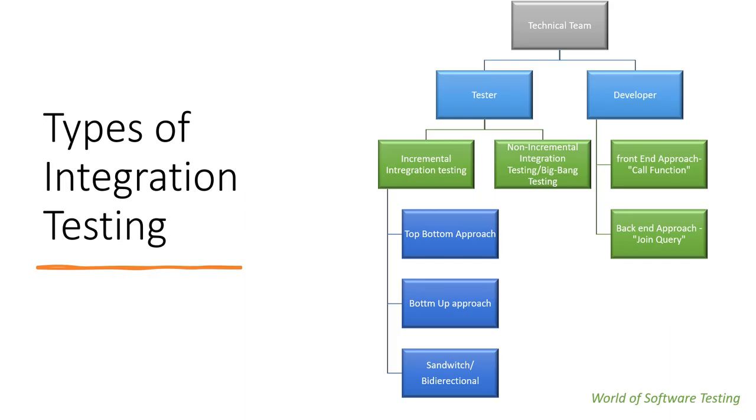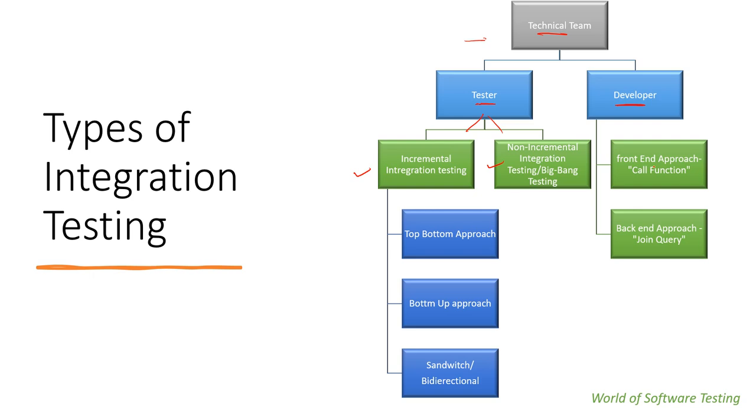So let's understand the different types of integration testing. Here I have mentioned the technical team, because different types of testing are carried out by the testers and the developers. The technical team includes testers as well as developers. Testers do the incremental integration testing, and the non-incremental integration testing, also called Big Bang testing. And developers perform two types of integration testing.